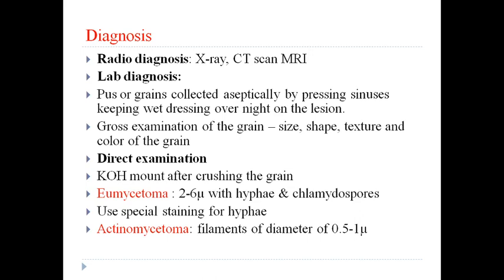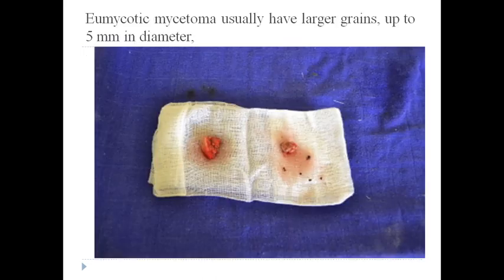Then we also send these grains or pus for bacterial and fungal culture for final diagnosis by the microbiologist. In eumycetoma, the size of the grain is usually 2 to 6 micron with hyphae and chlamydospores, and they are stained by special stains which are used for fungi. We will be discussing that later. Then actinomycetoma, basically they are filamentous bacteria with a diameter of 0.5 to 1 micrometer in size, and they are gram positive.